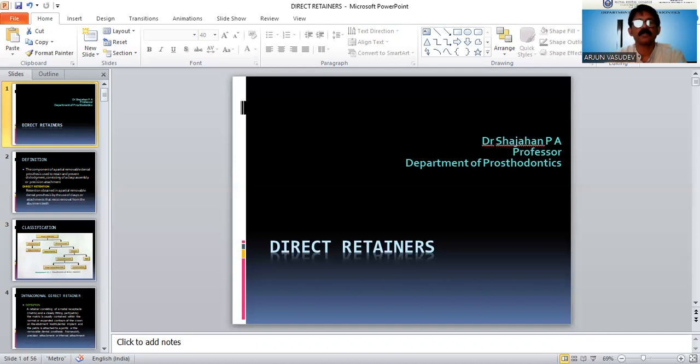You can appreciate all this in the picture. Length of the clasp: when length of the clasp increases, flexibility of the clasp increases. So it can engage the deeper undercut. If it is a shorter length, the flexibility is less, so you cannot engage into the deeper undercut because it will exert more strain on the tooth. That is what I told: flexibility of the clasp arm.